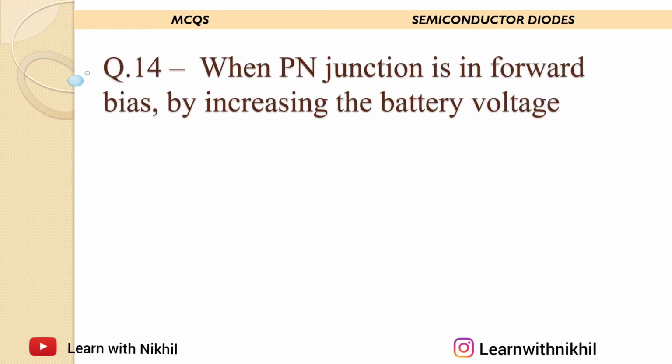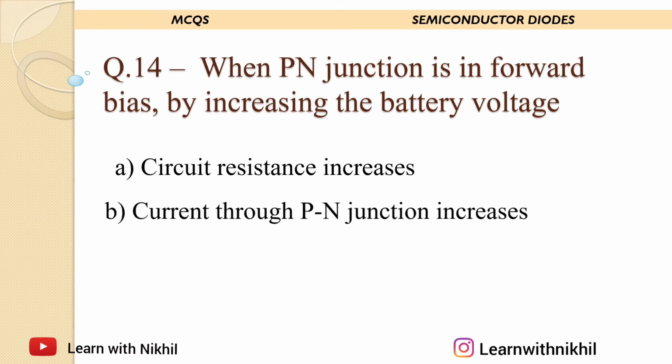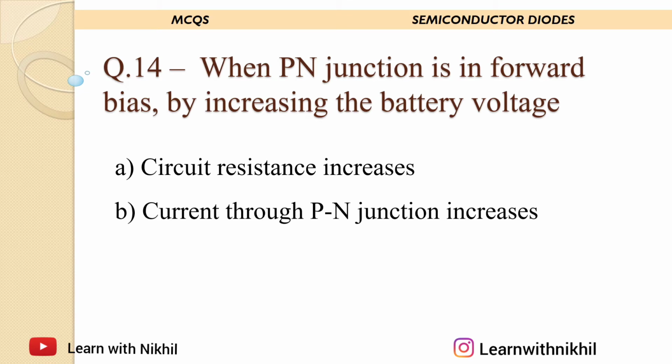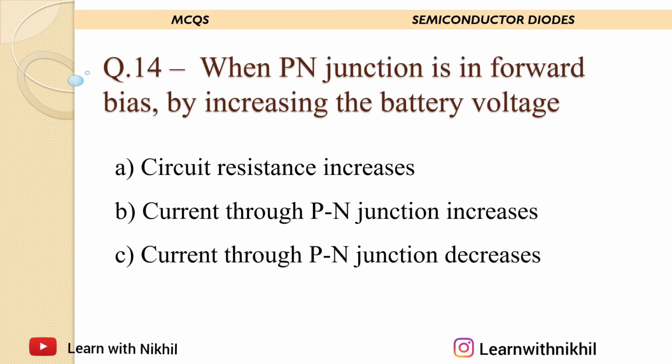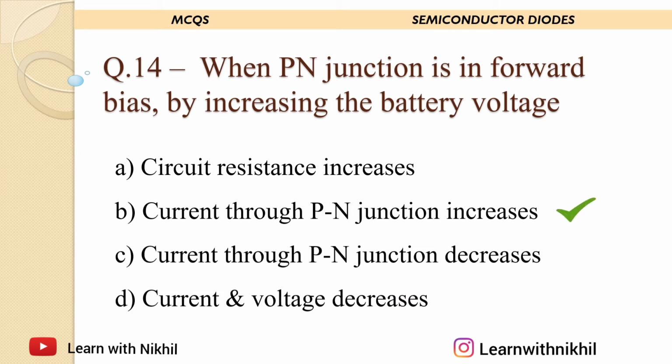Next question. When PN junction is in forward bias, by increasing the battery voltage, circuit resistance increases, current through PN junction increases, current through PN junction decreases, or current and voltage decreases. So when the PN junction is in forward bias, current through the PN junction increases.